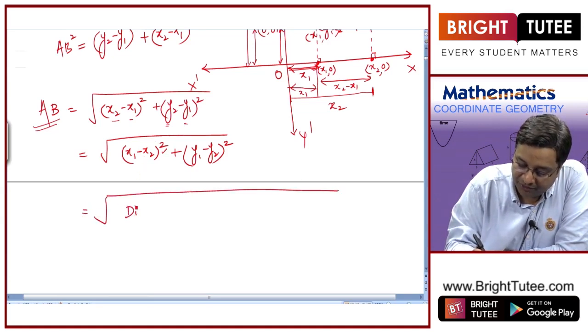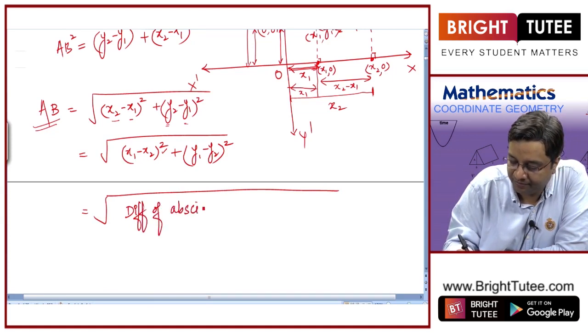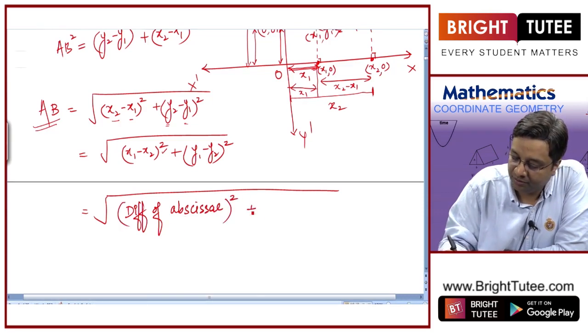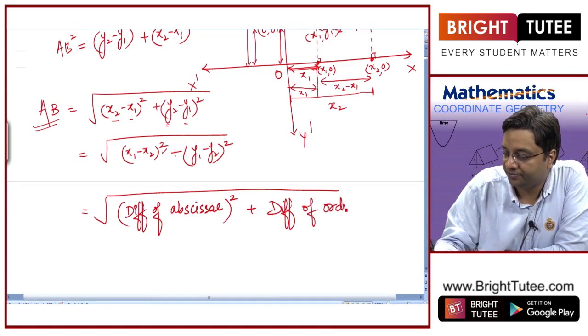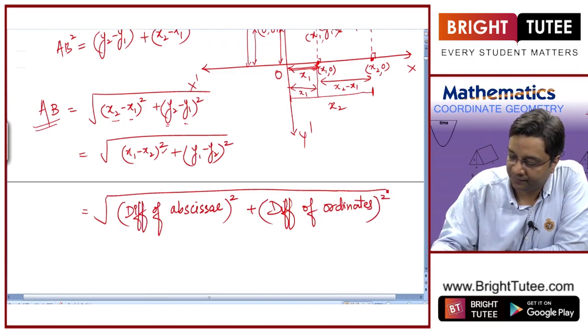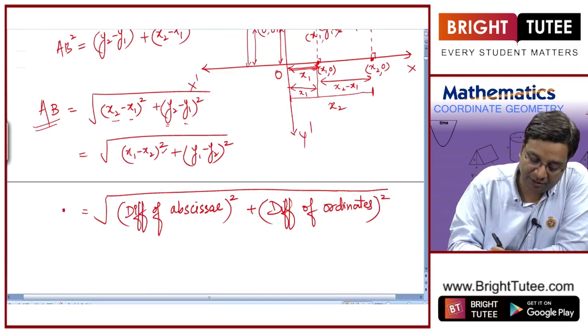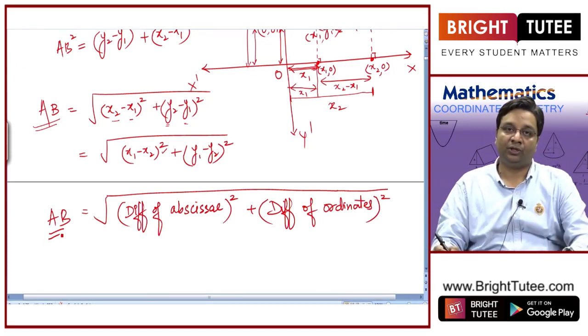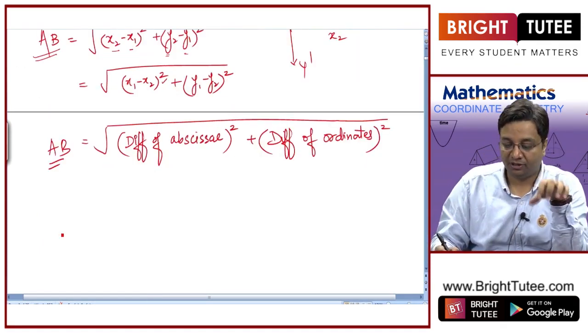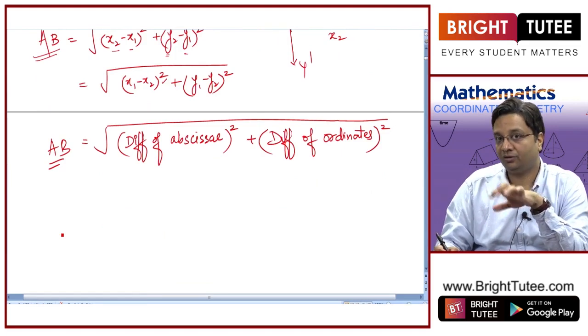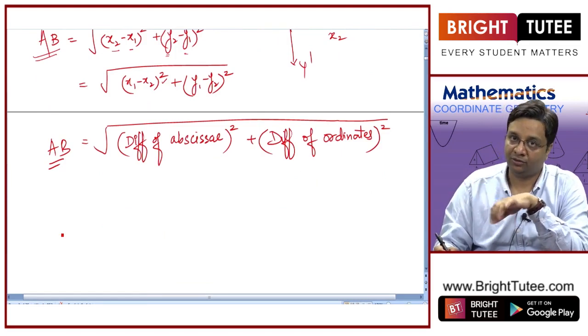This is nothing but the difference of abscissae squared plus the difference of ordinates squared, right? So this is the distance between 2 points A and B. So the distance between 2 points is the difference of abscissae squared plus the difference of ordinates squared, and then the square root.